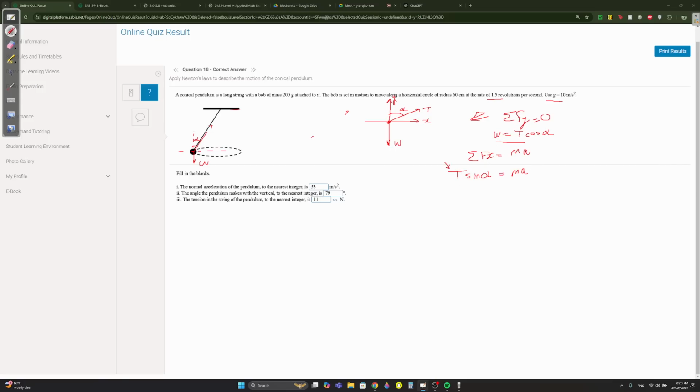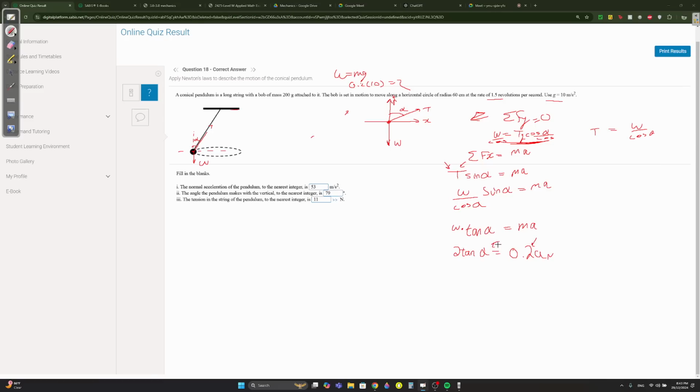You can now start substituting. Here, we can change T into W over cosine alpha. So instead of T, I can put W over cosine alpha, times sine alpha, equals the mass times the acceleration. Now I can solve this very easily because sine over cosine is tan. Tan alpha times W is MA. What's the weight? W is equal to mg. So 0.2 times g, which is 10, so it's 2. So 2 tan alpha is equal to the mass 0.2 times the acceleration.